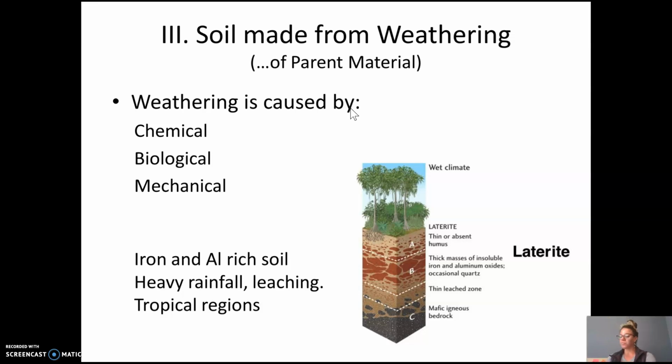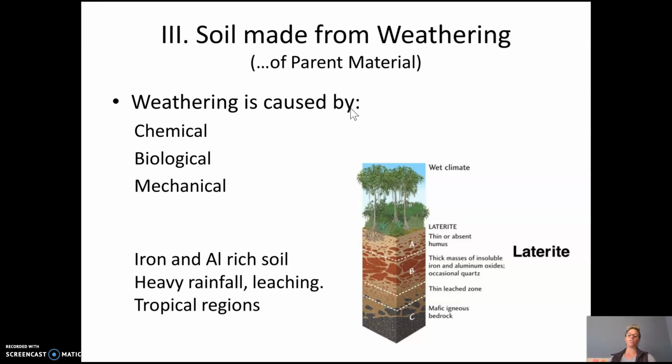Okay, iron and aluminum rich soil, right? It says heavy rainfall, leaching. We typically see a lot of iron and aluminum in tropical regions. A lot of aluminum. And so when we talk about leaching, remember leaching is just loss of water soluble nutrients, right? So anything that is water soluble dissolves in the water and then leaches. It moves with the water out of a particular horizon or area of the soil.